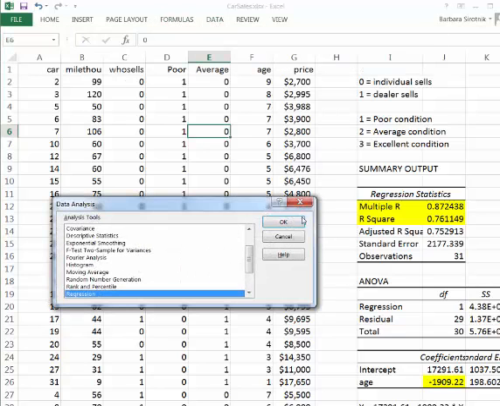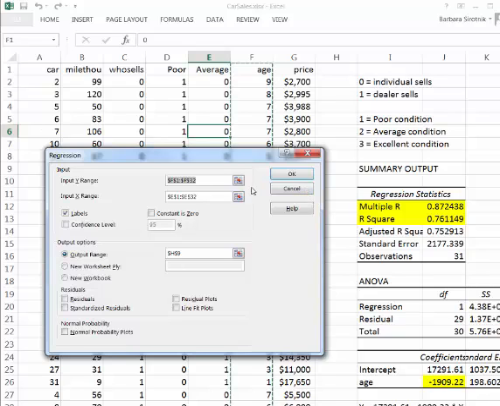Data, data analysis, and regression. My input Y range is no longer my F column. Rather, now it's my G column. So I'm going to put in G1 up to G32. My input X range is everything from the B through F column, so I will put in B1 through F32. I've got my labels in there, and now I'm going to just simply say, put the answer in a new workbook, and I'll click on OK.